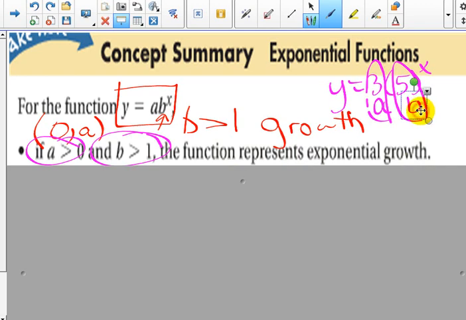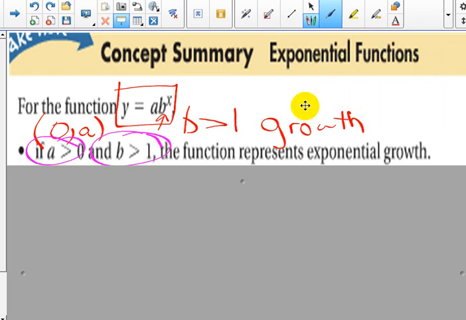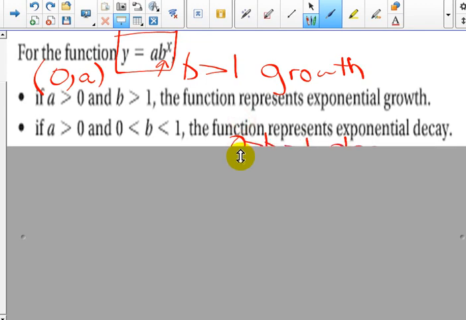Now let's look at decay. I should have grouped this other stuff first. All right. Now, if a is greater than 0, both of them say that, right? So that's true for both of them. A must be greater than 0, so we need a positive a. It can be a fraction. It could be positive 0.25, right? But it can't be negative anything, and it can't be 0. So if a is positive, and b is between 0 and 1, then you've got exponential decay.